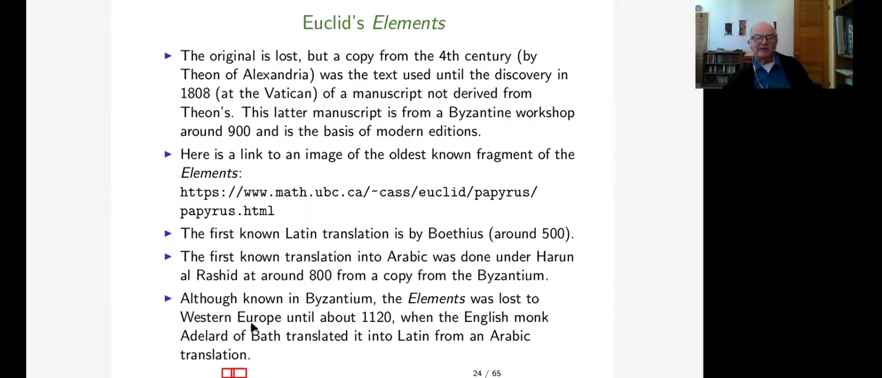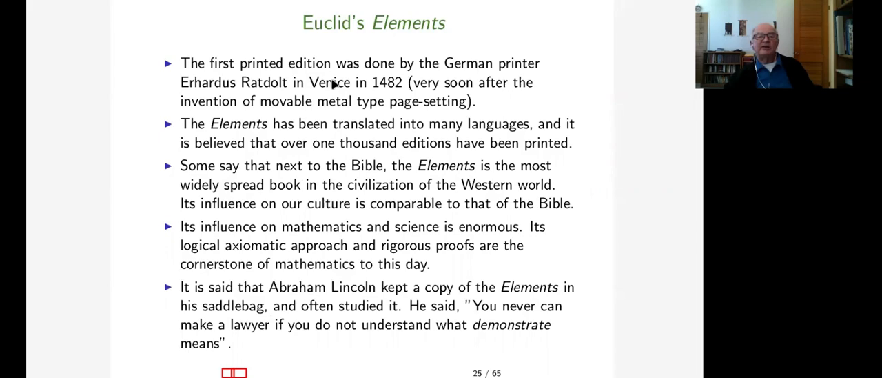But knowledge was lost to Western Europe till around 1120, when an English monk, Adelard of Bath, translated it into Latin from an Arabic translation. The first printed edition was done by a German printer in Venice in 1482. This was very soon after the invention of movable metal type printing. The Elements has by now been translated into many languages, and it is believed that over 1,000 editions have been printed.